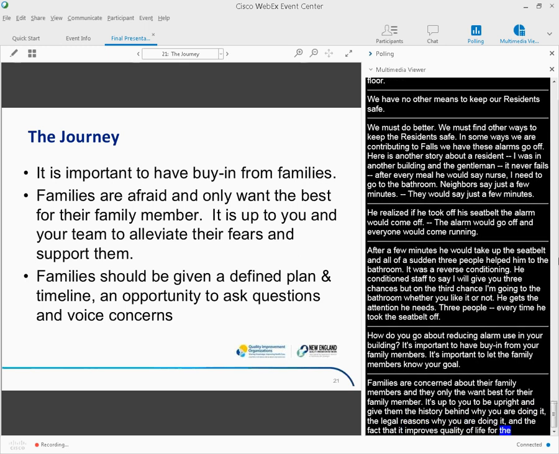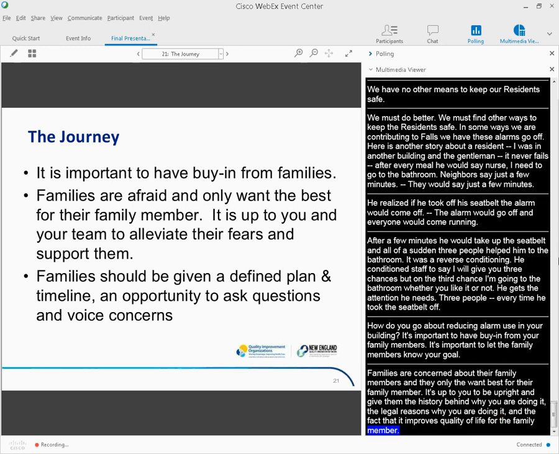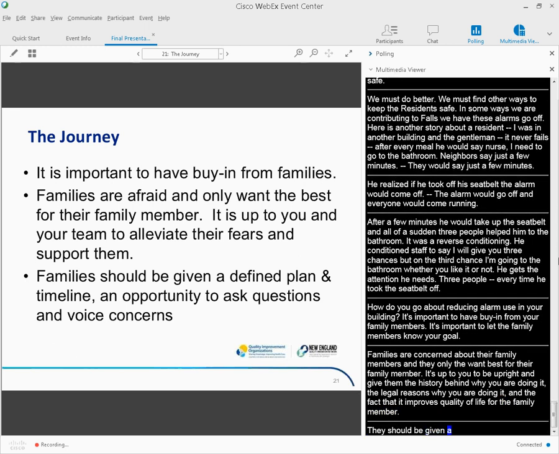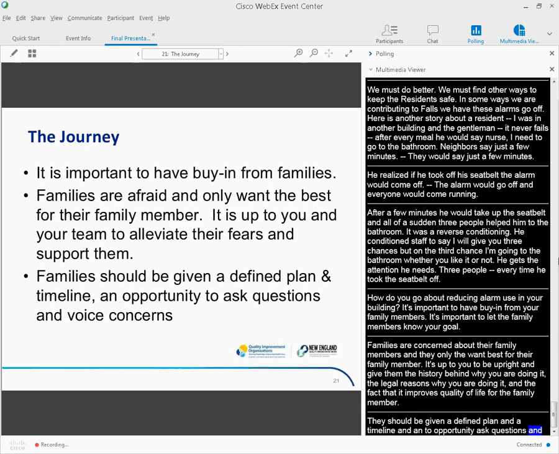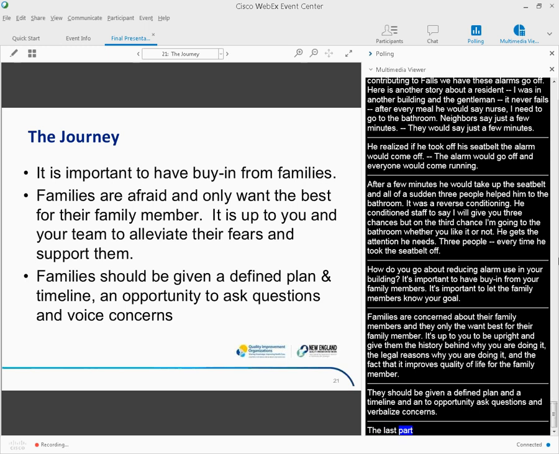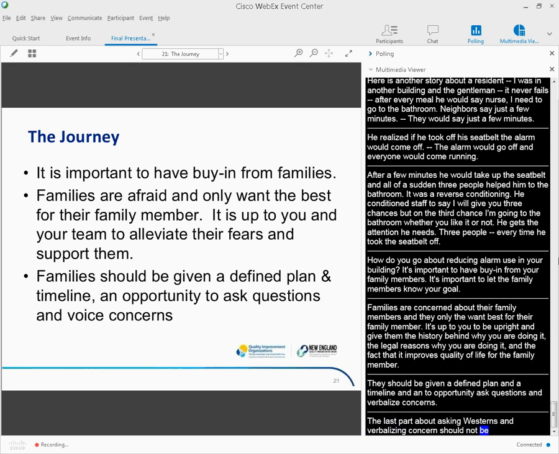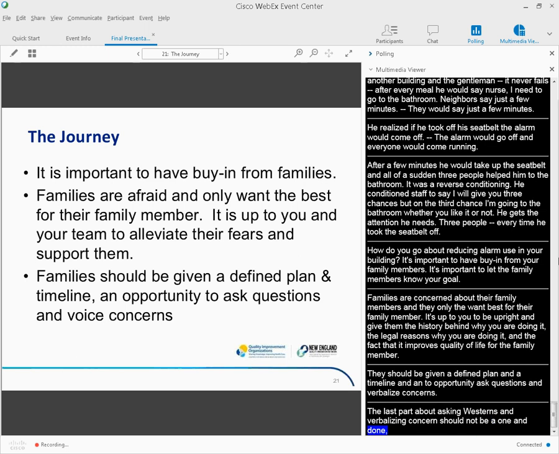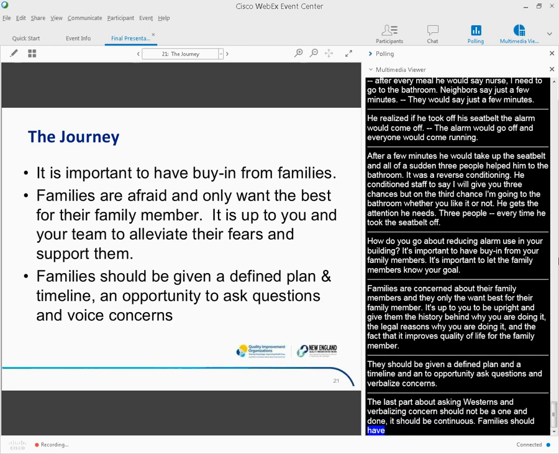They should be given a defined plan, a timeline, and an opportunity to ask questions and verbalize their concerns. And this last part about asking questions and verbalizing concerns should not be a one and done. It should be continuous. Families should have an open door to whomever is in charge, your directors, your champion on alarm reduction.